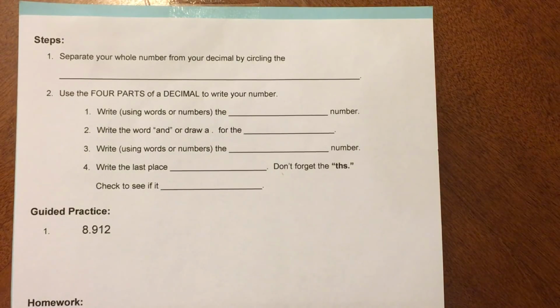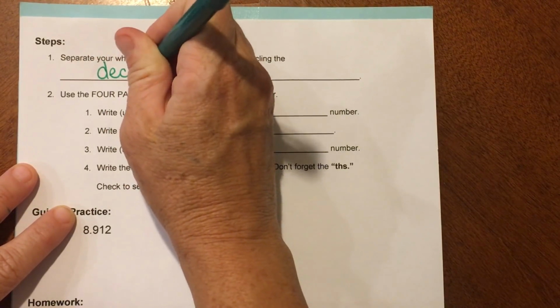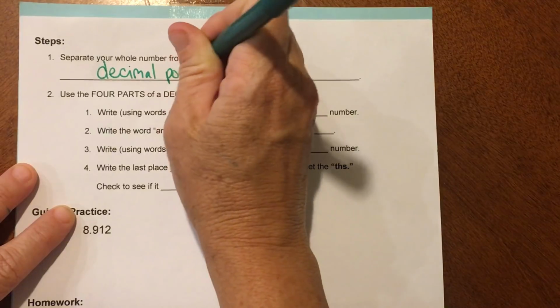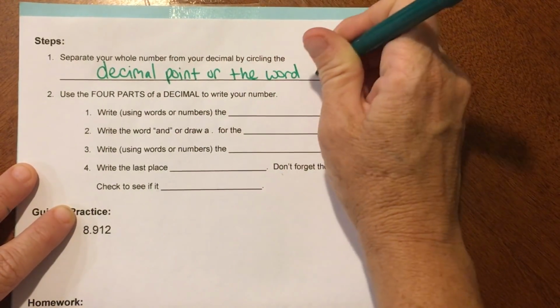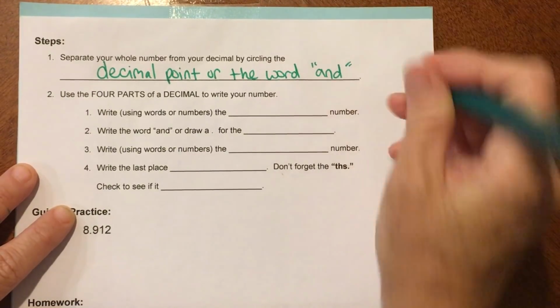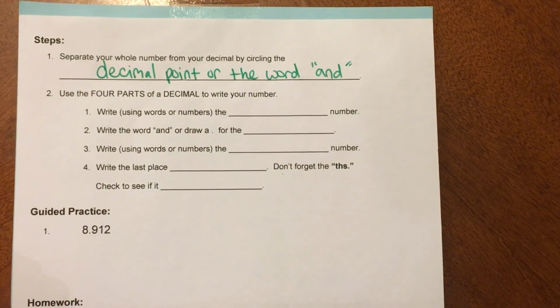So my first step says we're going to separate the whole number from your decimal by circling the decimal point or the word and. And you're going to notice there's going to be some like or parts in our steps because we're going to use these same steps for two different types of problems. Our second step, which is the main one, is we're going to use the 4 parts of a decimal, this one that we had over here. We're going to use that to write our number.